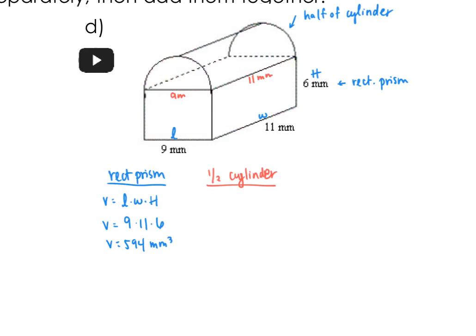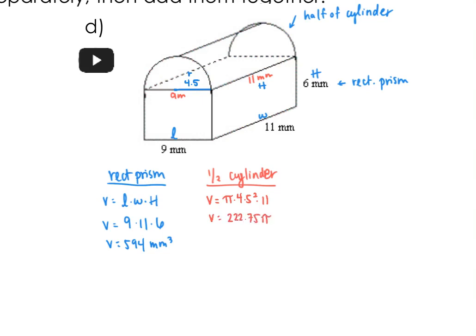So if this part that goes all the way across is 9, that means our radius, which goes from the middle to the edge, is going to be 4.5, which we just do 9 divided by 2. So this is our radius, and the 11 represents the height of my cylinder. Okay, so to find the volume of my cylinder, it's going to be pi times my radius, which is 4.5 squared, times the height, which in this case is 11. So 4.5 squared times 11 is 222.75.